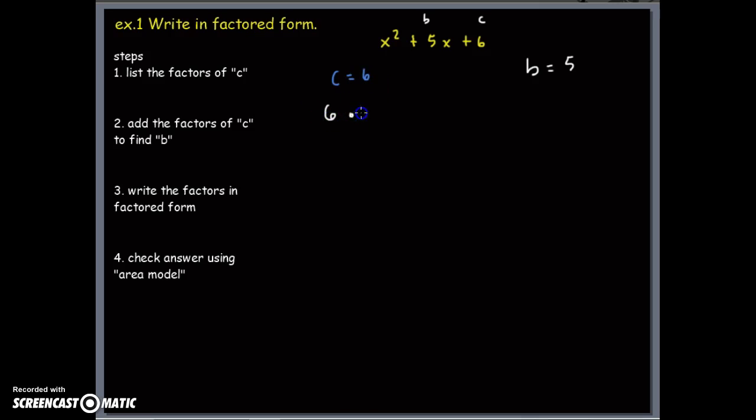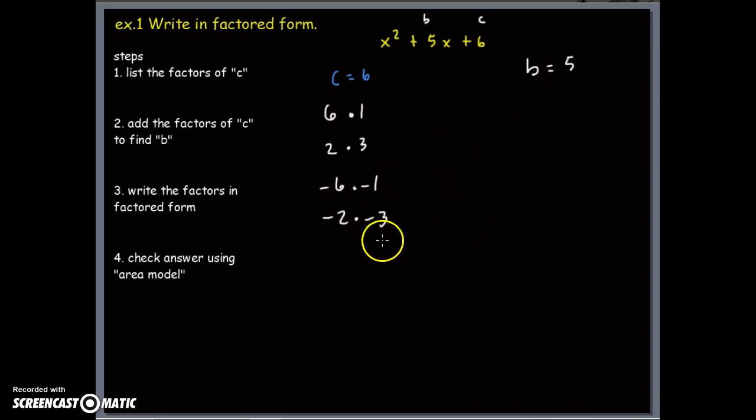So 6 times 1. 1 times 6 is the same thing, so we don't need to rewrite it. We've got 2 times 3. And then obviously 3 times 2, we don't need to rewrite that. These are the two combinations, but there's two more. There's negative 6 times a negative 1, and a negative 2 times a negative 3. So now that we've listed all the factors that multiply to give us this 6, we're trying to figure out which ones add up to 5 when we add them together.